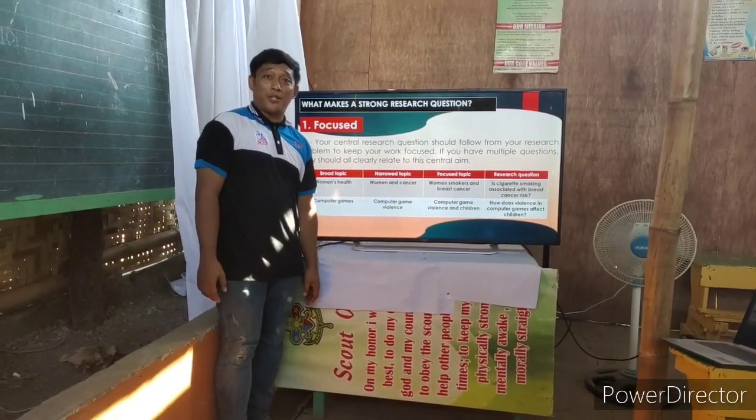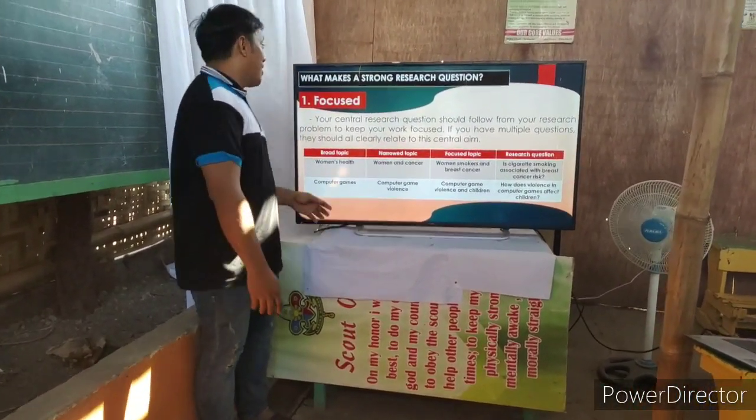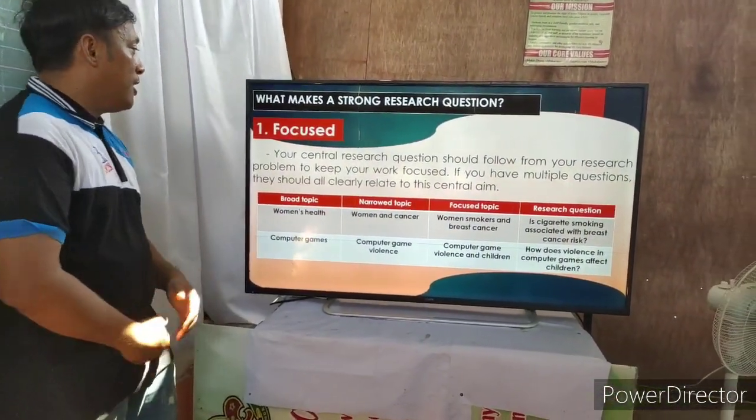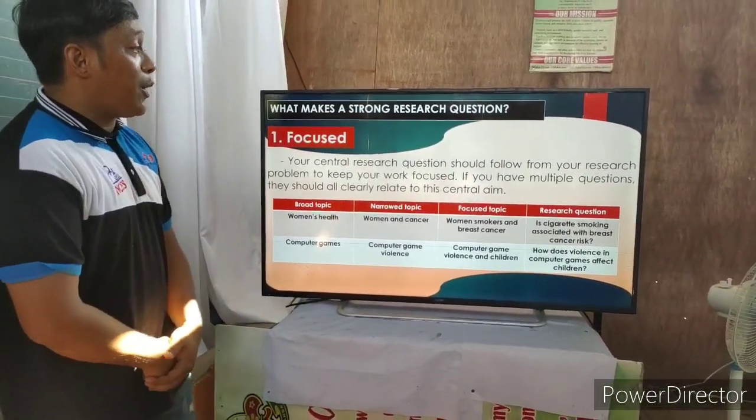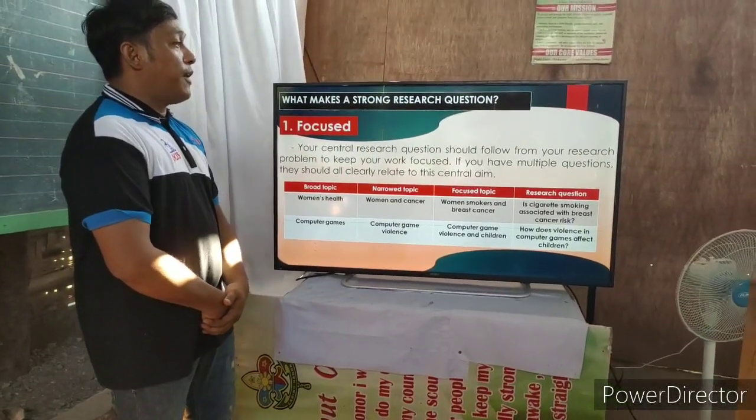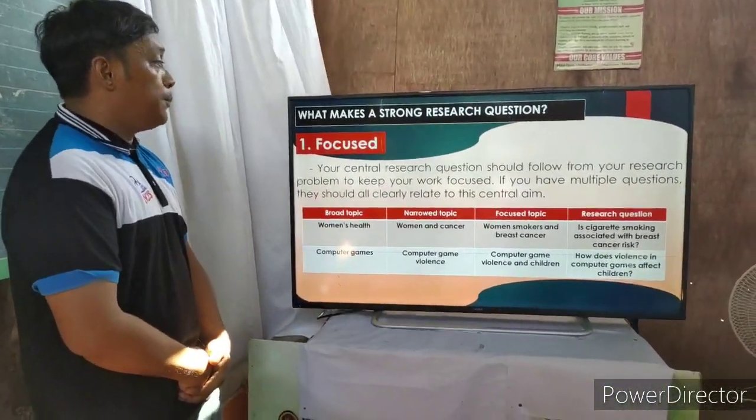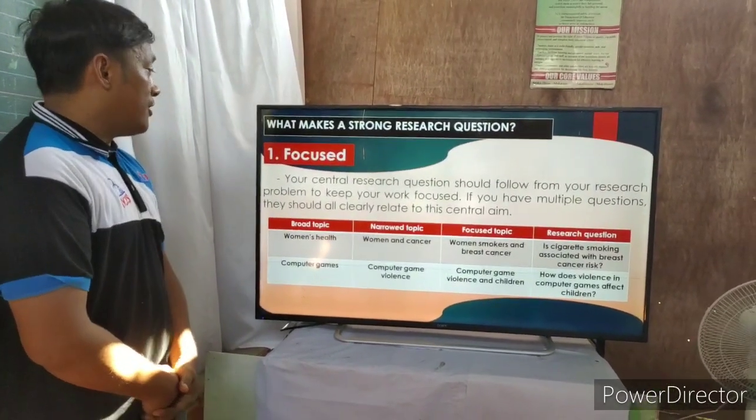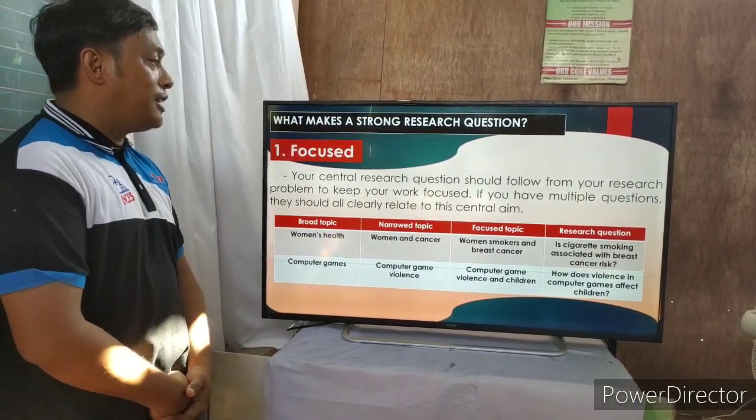What makes a strong research question? First, we need focus. Your central research question should follow from your research problem to keep your work focused. If you have multiple questions, they should all clearly relate to this central aim.